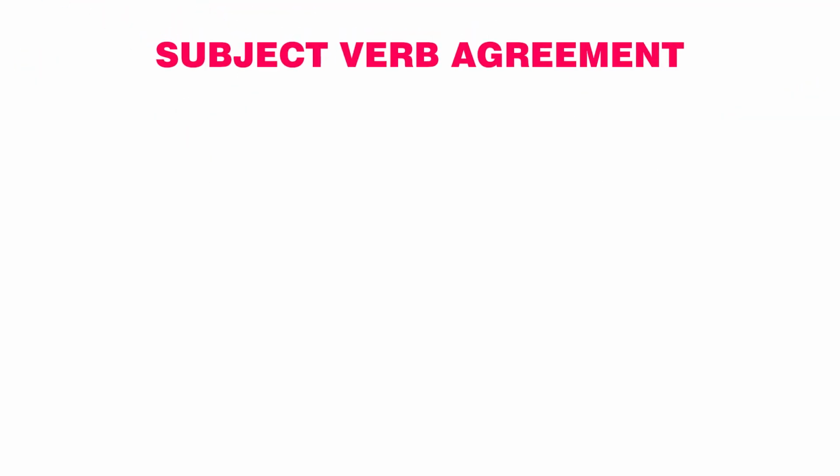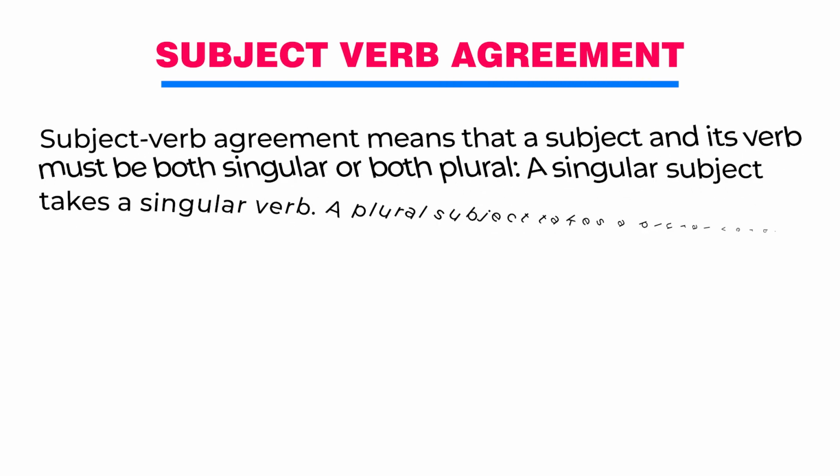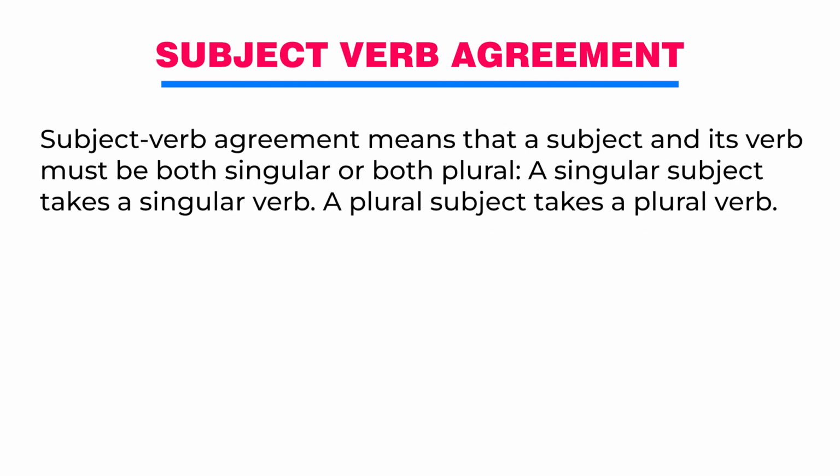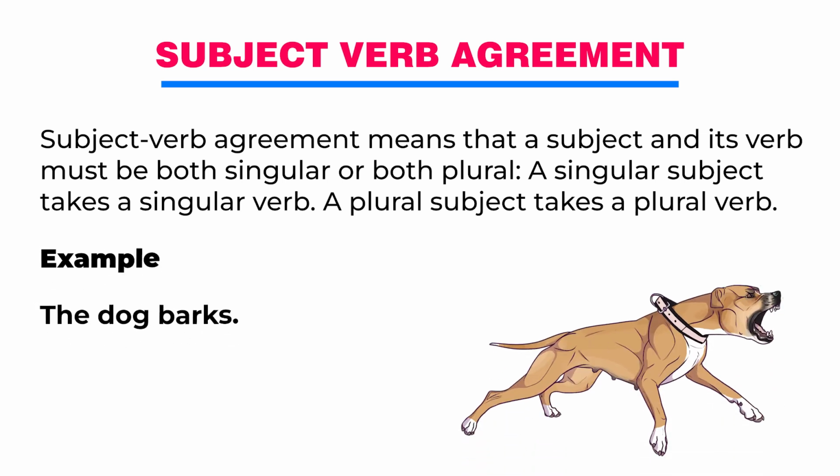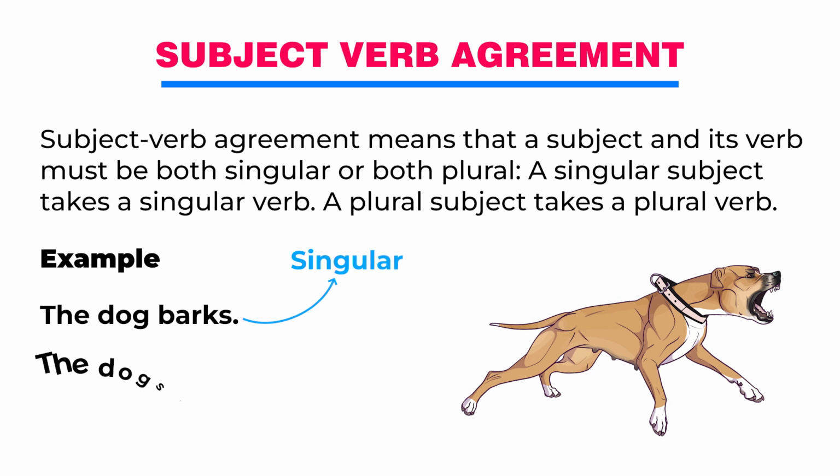Another common mistake is subject-verb agreement errors. In English, the subject and verb in a sentence must agree in number. For example, "the dog barks," which is a singular subject, versus "the dogs bark," the plural subject. Failing to match the subject and verb correctly can result in a grammatically incorrect sentence.